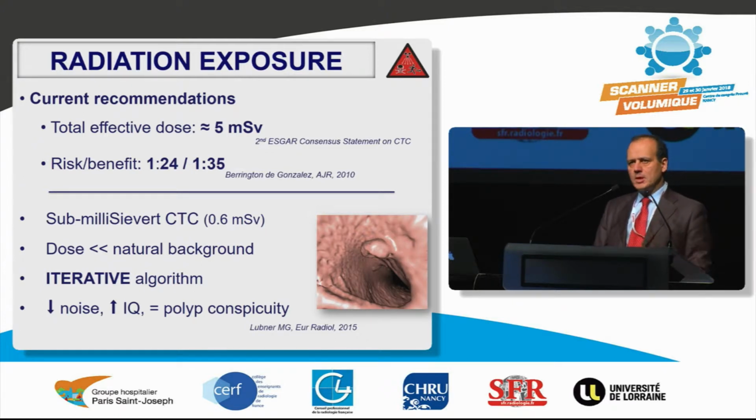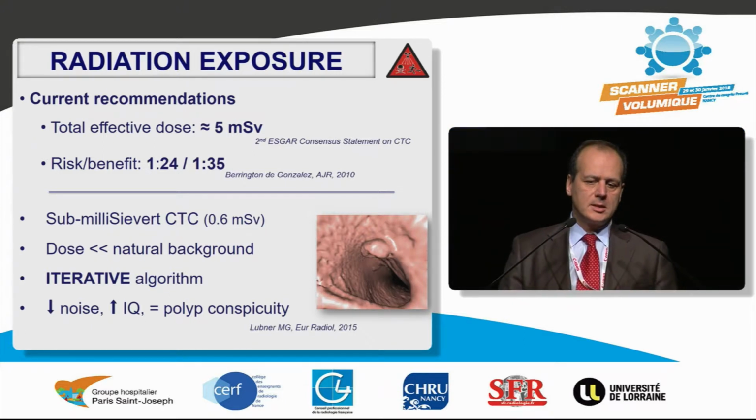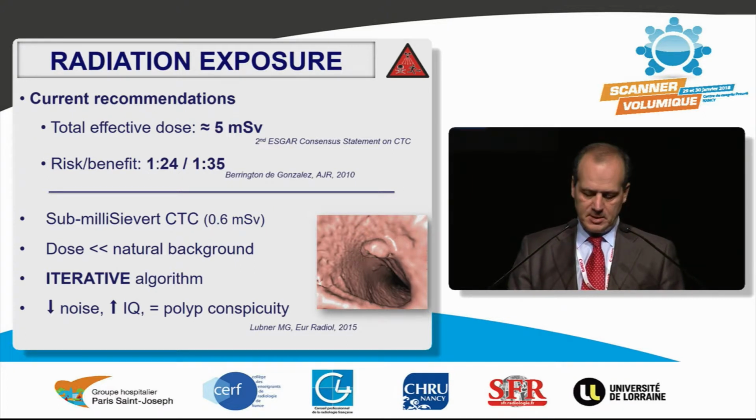So the dose exposure is much, much lower than the natural background, which, as you know, is about 2.5 or 3 millisievert per year. Of course, you can use the iterative algorithm, which improves the image quality, decreases the noise, and maintains the same polyp conspicuity, and the image you see there is a polyp detected at 0.7 millisievert.